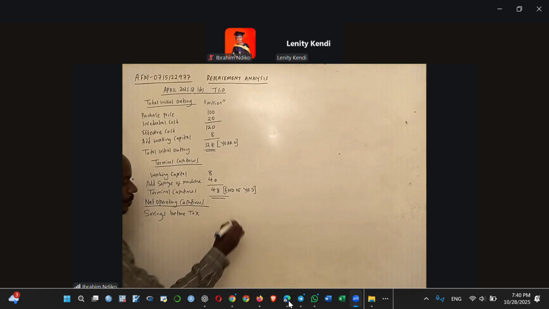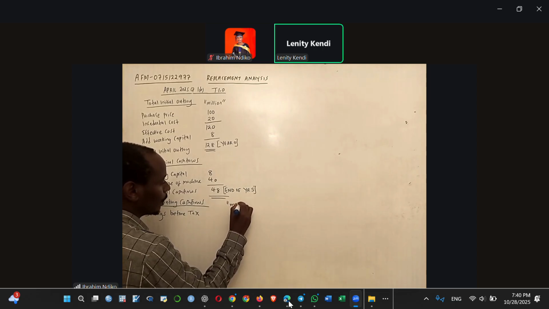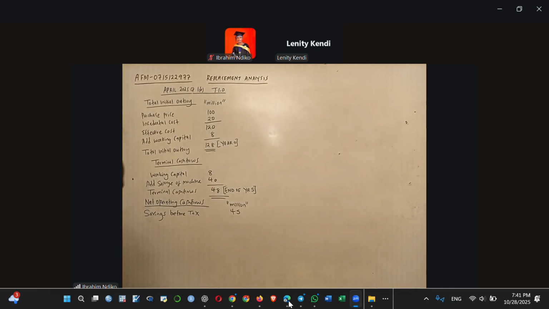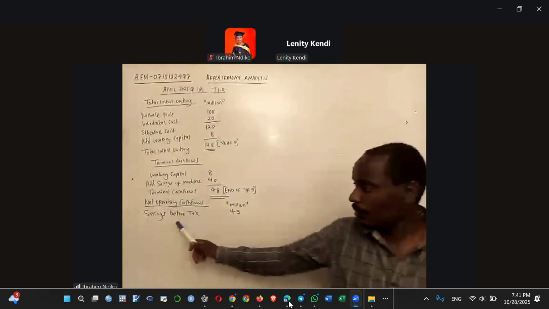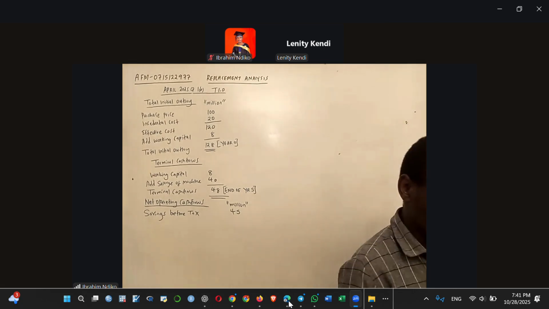Before tax. And that is 45 million. Now, unajiuliza, do we have fixed cost? Hakuna. So kumaanisha this one is the savings before tax. So we are supposed to less the tax because hakuna fixed cost.